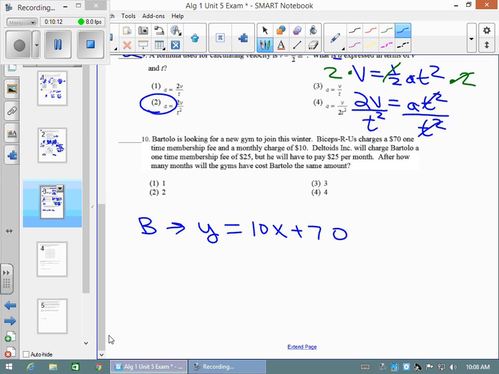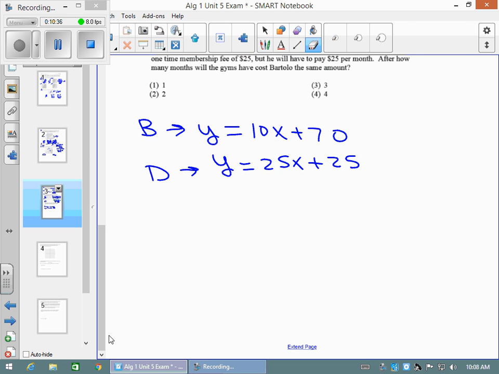And then we also have Deltoids. They charge a one-time membership fee of $25, but you will have to pay $25 per month. So the total cost will be $25 a month plus your one-time fee. What you want to know is after how many months they'll cost the same. So if we're trying to figure out when they're going to cost the same, we're going to set 10x plus 70 equal to 25x plus 25.